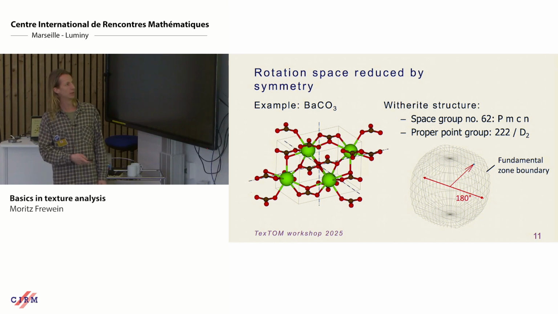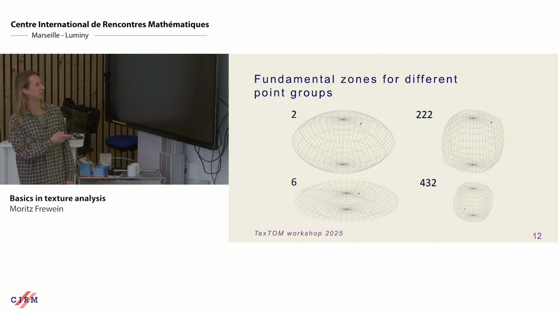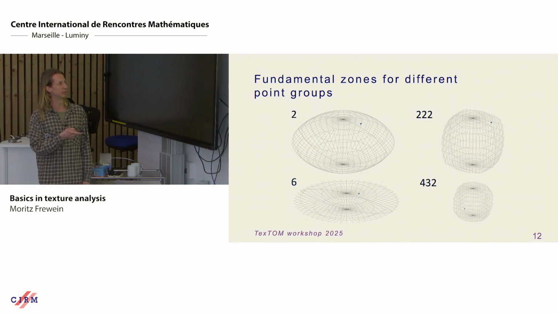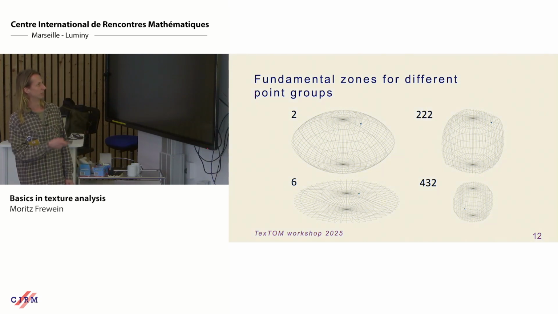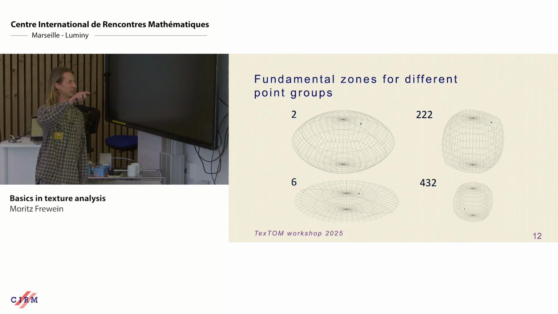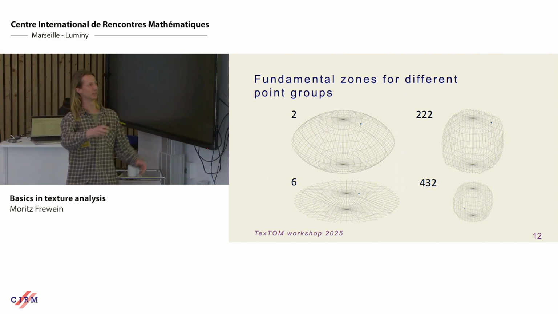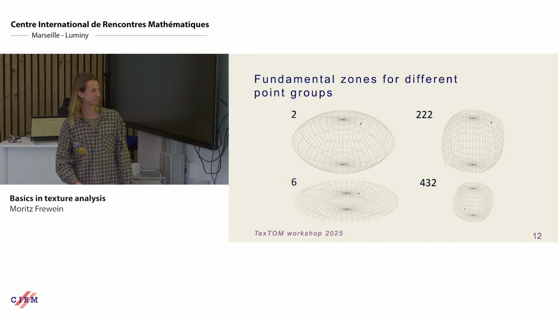And then if we have different kinds of symmetries, this fundamental zone will have even different shapes. So in this case, we have just a single two-fold symmetry. So we have the 180 here, but it shrinks like this. Six will even shrink it more. And then if you have a secondary axis, it will also change the shape in the other directions.